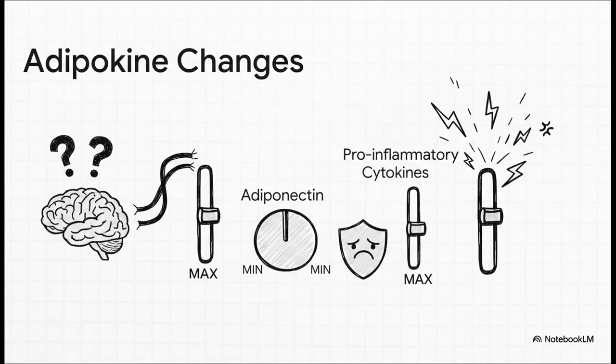So let's just recap these key changes. 1. Leptin levels are through the roof, but nobody's listening. 2. Adiponectin, our good guy hormone that helps with insulin sensitivity and fights inflammation, actually goes down. That's a huge problem. And 3.